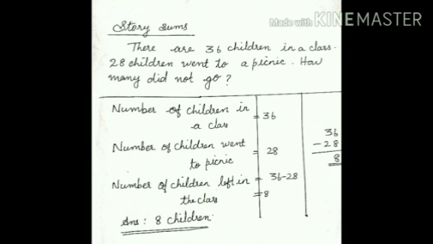So now we will look at the story sum of 2-digit numbers. There are 36 children in a class. 28 children went to a picnic. How many did not go? So first we have to write the steps for the word problem. The first step is the number of children in a class, that is 36. The number of children who went to the picnic, that is 28. Then what do we have to find? We have to find the number of children who did not go. So the last step is the number of children left in the class.